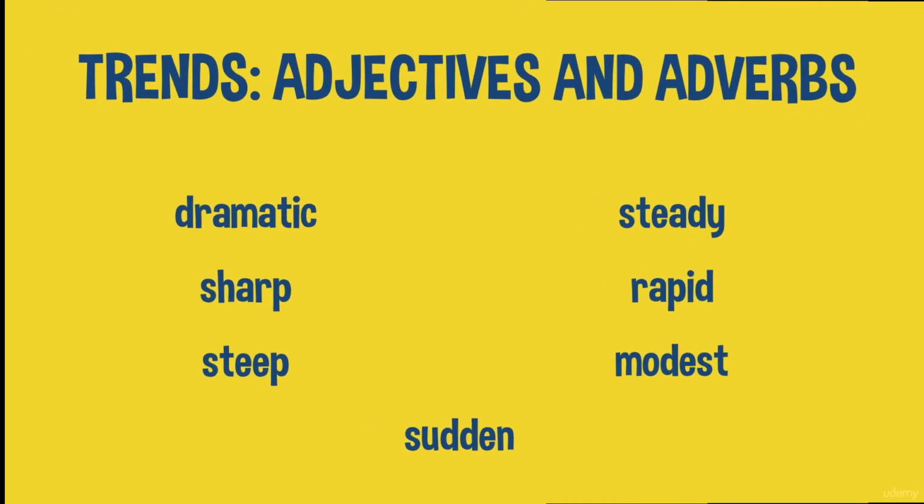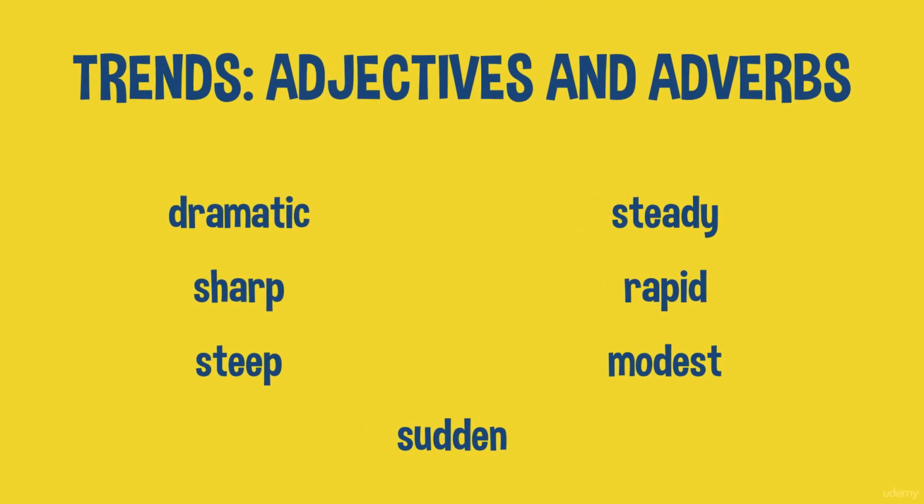So there are your 7 words for adjectives and adverbs connected with trends. Dramatic, steady, sharp, rapid, steep, modest, and sudden.